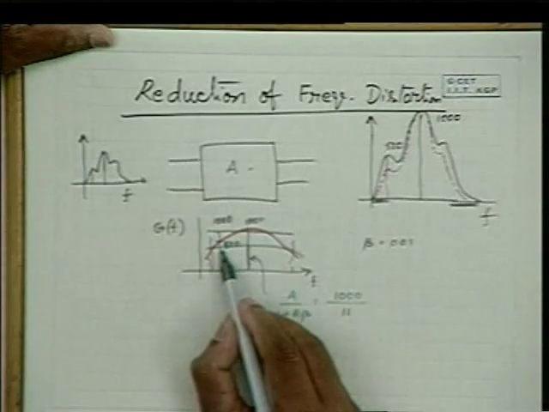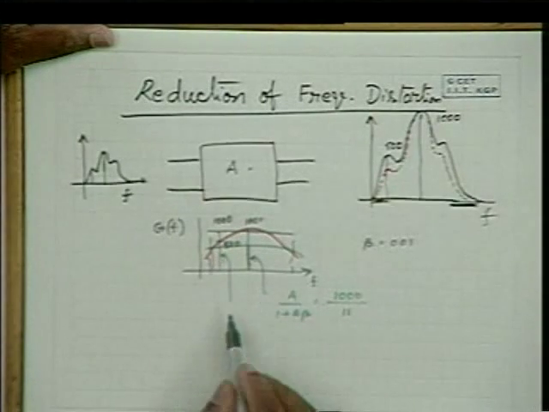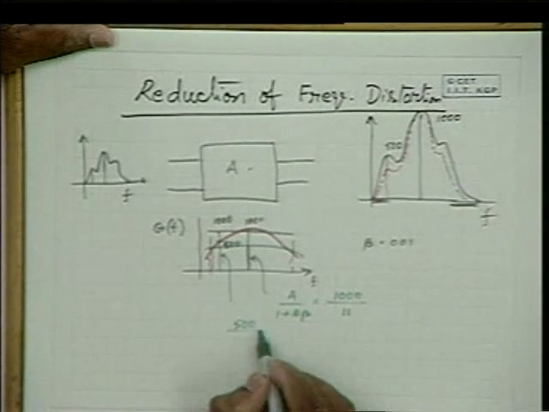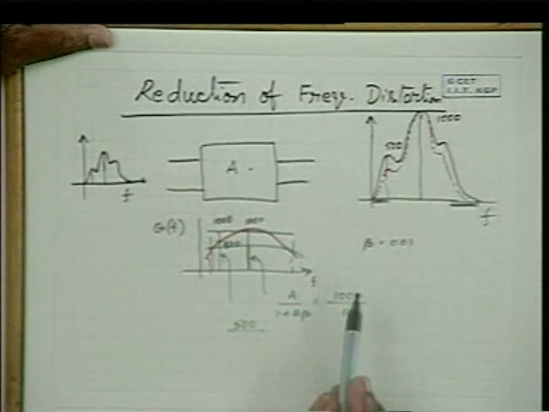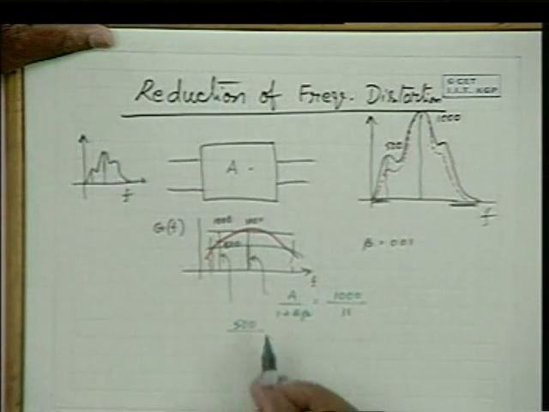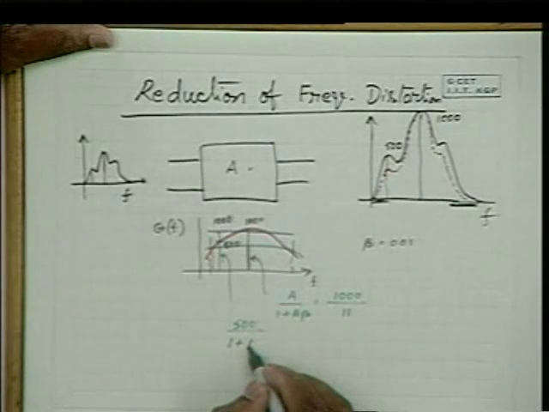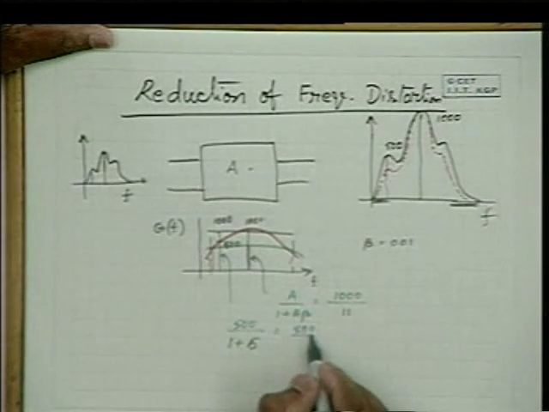And what about the gain for this? Gain at this frequency now? Gain is not 1000, it's only 500. But beta is same, because same feedback, frequency independent feedback is provided. So in this case A beta is 5, and the gain is equal to 500 by 6.